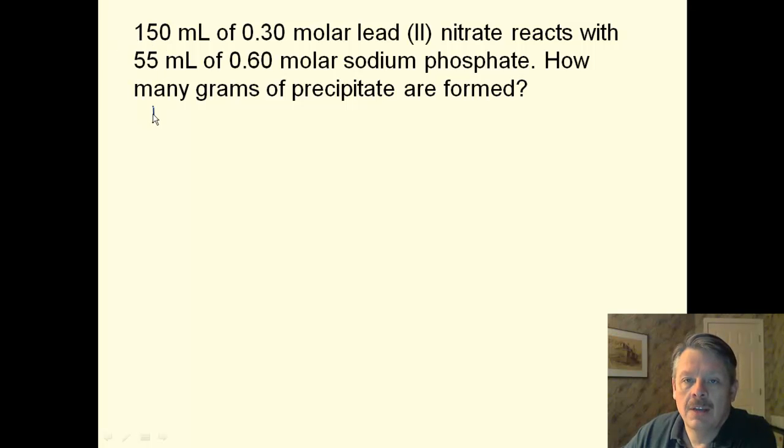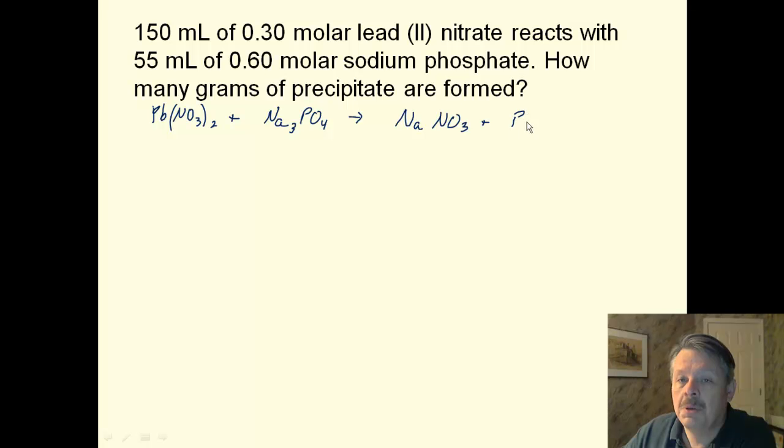Alright, let's see, I have lead 2 nitrate, that's Pb, NO3, but NO3 has a -1 charge, lead has a 2 charge, so that's that one, plus sodium phosphate, that's Na, PO4 for phosphate, but phosphate has a -3 charge, sodium has a +1. So then this is a double replacement reaction, so it's going to be Na, NO3, plus Pb, PO4. Ooh, that's a +2 and a -3, so I have to do that.